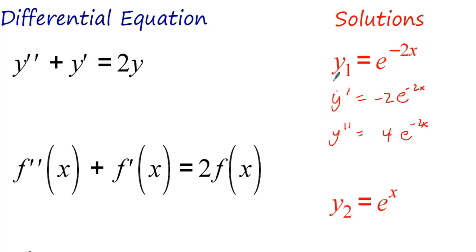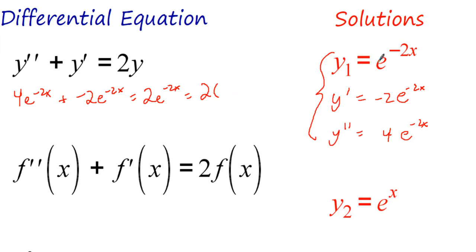Now let's see if these work in our differential equation. Let's see if these are solutions. We have 4e to the negative 2x, that's the second derivative, plus negative 2e to the negative 2x. 4e to the negative 2x minus 2e to the negative 2x is 2e to the negative 2x. Let's take a look. What's 2 times y? y was e to the negative 2x. Does this equal each other? It sure does, which means this is a solution to my function, isn't it?